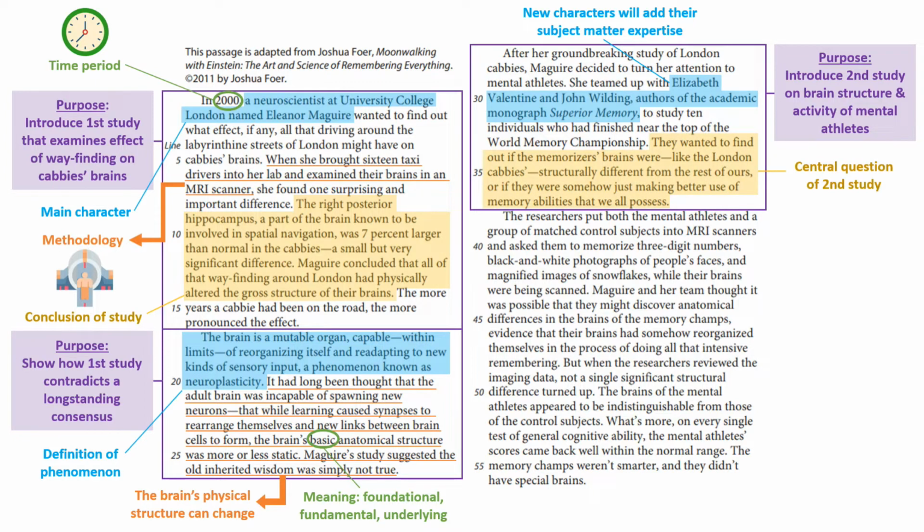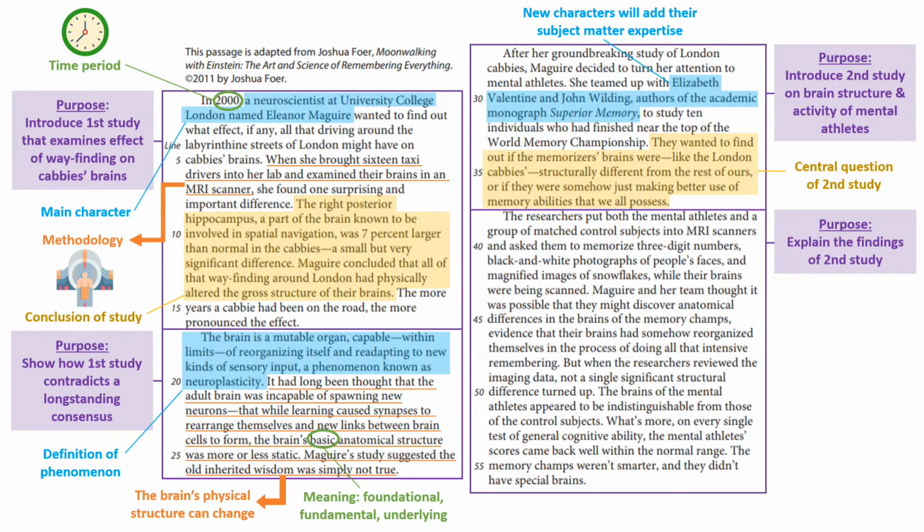The last sentence of this paragraph provides the central question that the researchers are trying to answer in the second study, and this transitions nicely into the next paragraph, which describes the findings of the second study. This paragraph describes the expectations that the researchers, Maguire, Valentine, and Wilding, had for their study.